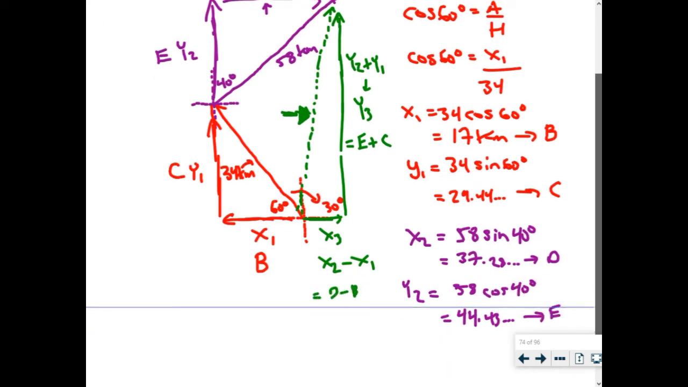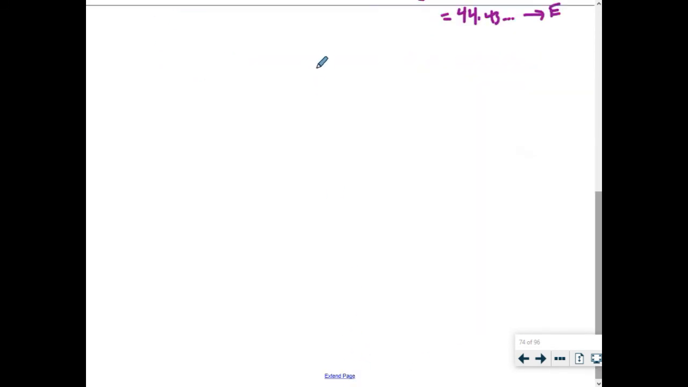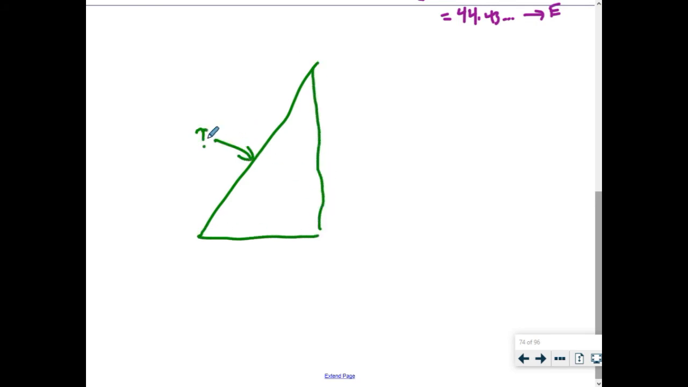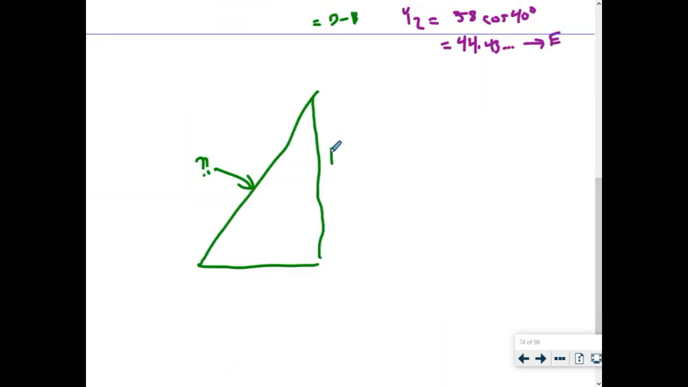So I'm going to redraw a new triangle again, just to keep it organized a little bit. But you don't probably need to redraw this if you understand it. I'm going to redraw our new triangle where this was the side we were looking for. And I knew that this side here was E plus C, and this side here was D minus B. And I'm going to calculate those values out. So here we go. I'm going to take letter E and add letter C.